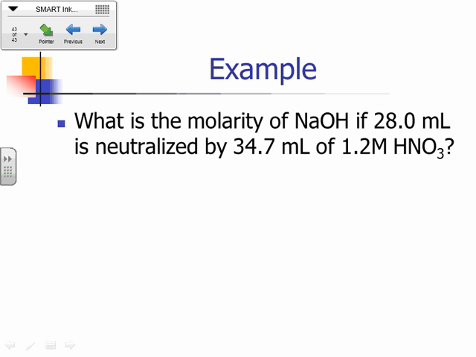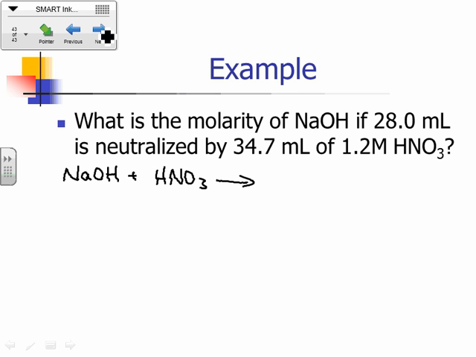What is the concentration of sodium hydroxide if 28.0 milliliters is neutralized by 34.7 milliliters of 1.2 molar HNO3? Okay, what do we say step 1 is? Balanced chemical equation, okay? So we're reacting NaOH and HNO3, right? So what is going to be produced here? Remember how these reactions work? They're kind of like what? Double replacement or wife swap reactions, right?